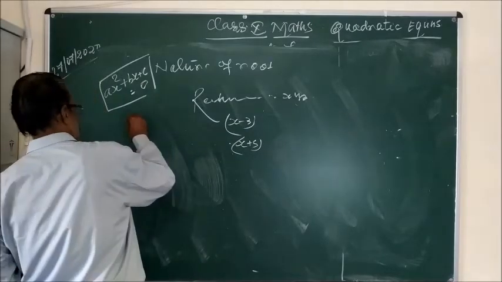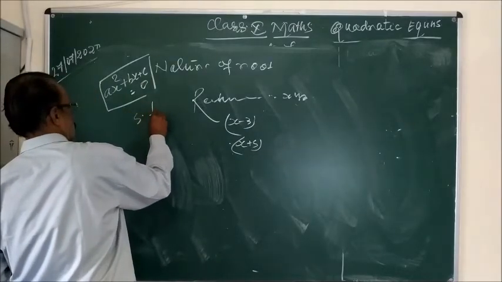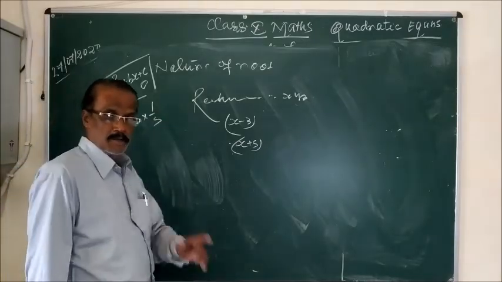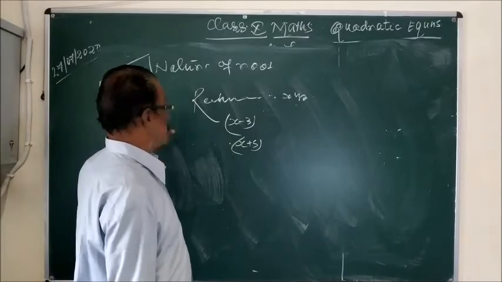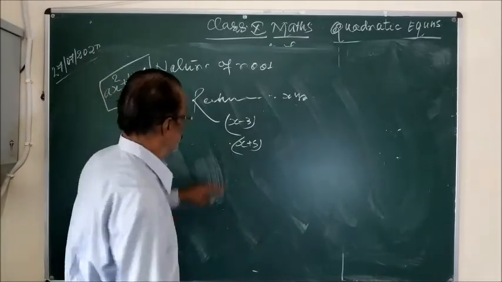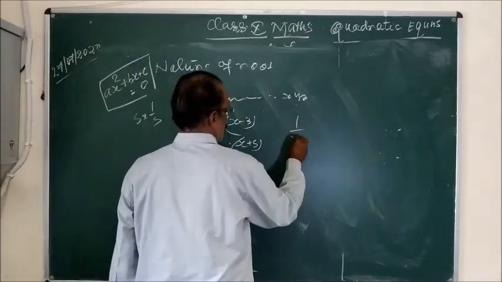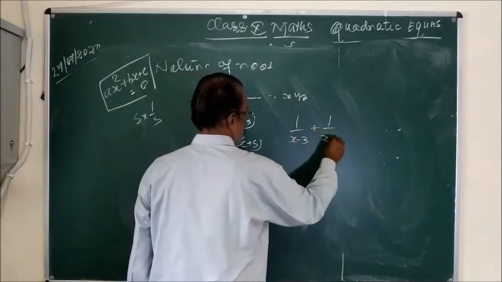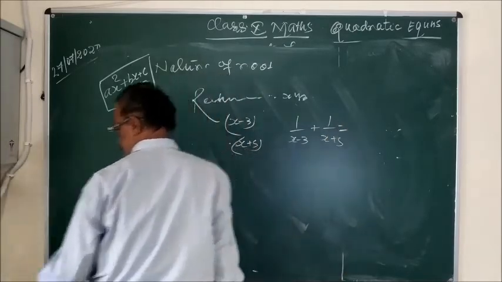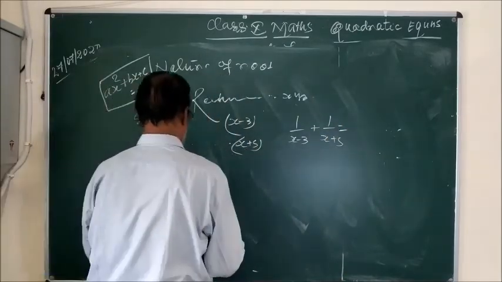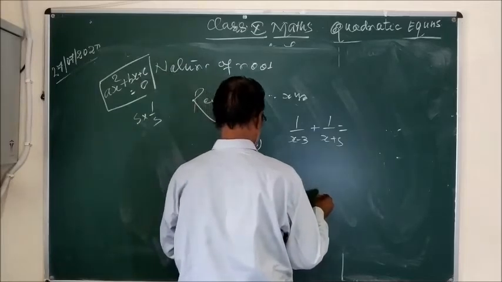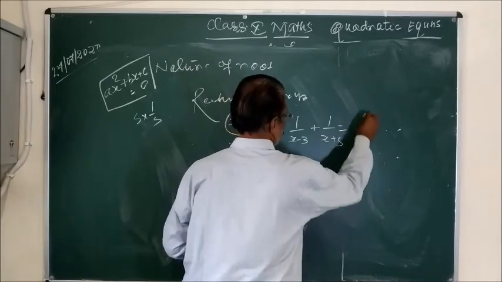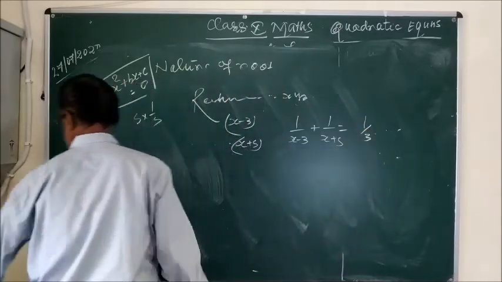Our question is the sum of their reciprocals. Reciprocal, you understand: the reciprocal of 5 is 1 by 5. If two numbers are such that their product is 1, each number is called the reciprocal of the other. So what will the reciprocal be? 1 upon x minus 3 plus 1 upon x plus 5 is equal to, as given, 1 by 3. So this will be the equation.